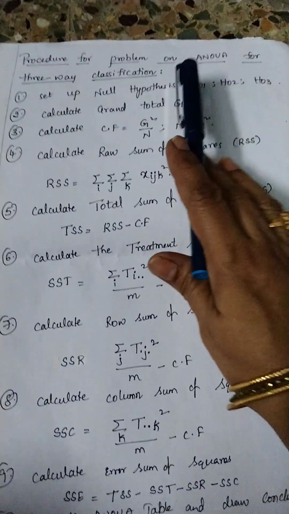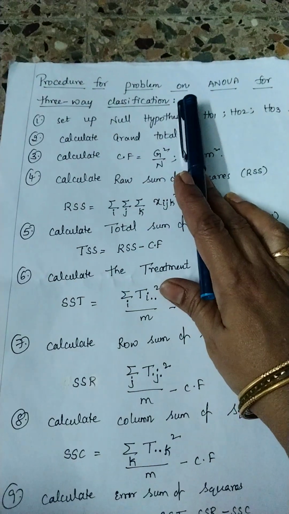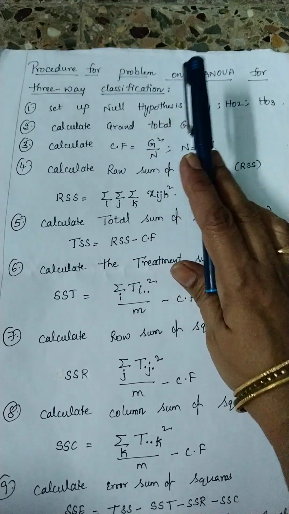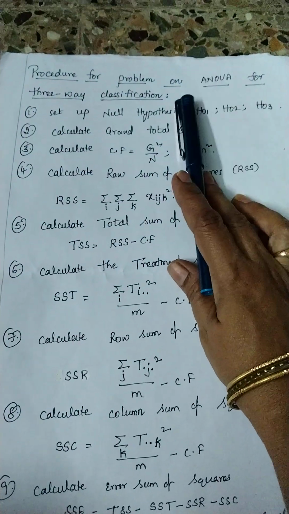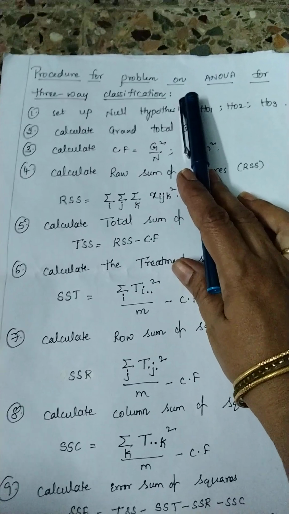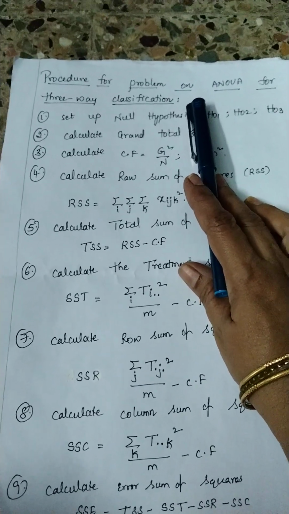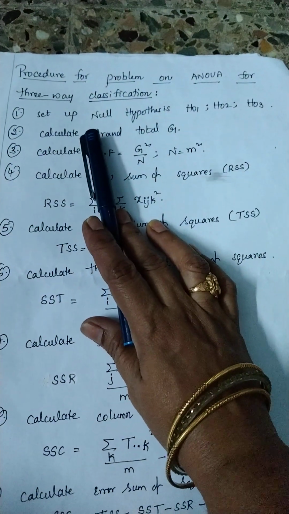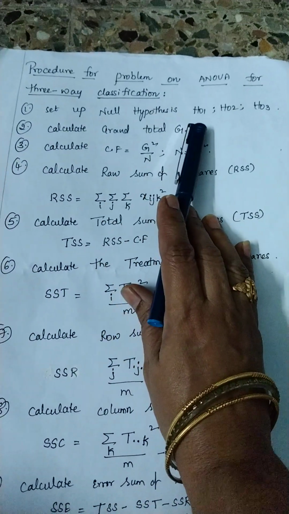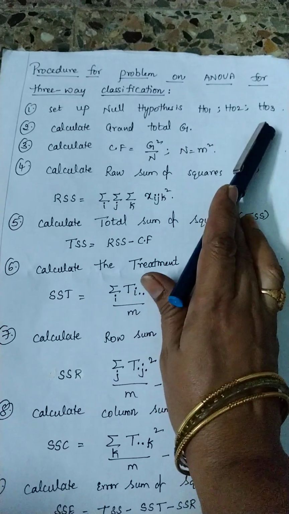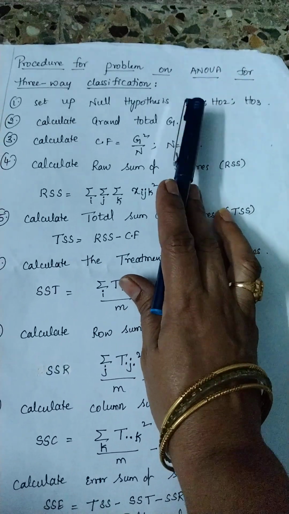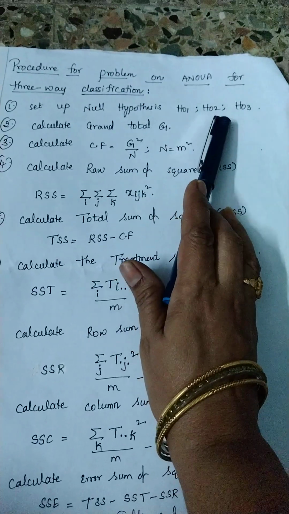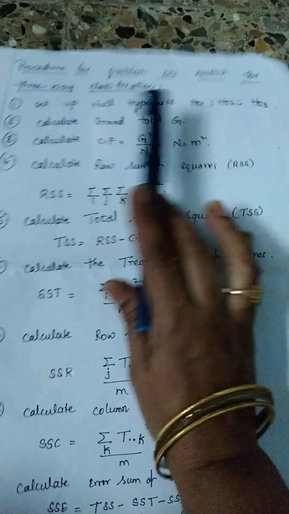How to find the ANOVA for three-way classification. What is meant by three-way here? We are going to have treatments, rows, columns. For this, we are going to have some effect. For that sake, we set up the null hypothesis H0, where H0 is nothing but H01, H02 and H03. What is meant by H01? We are going to talk about between treatments, between rows and between columns.